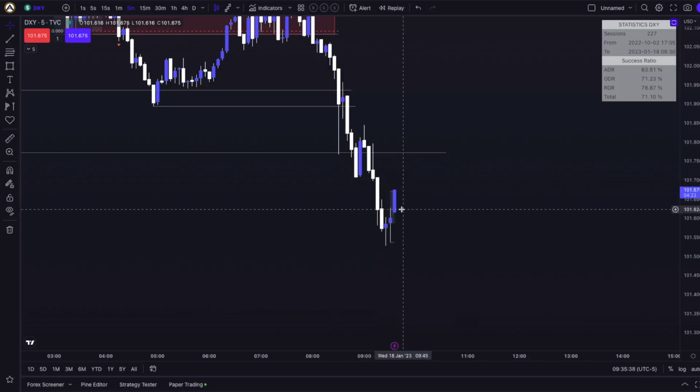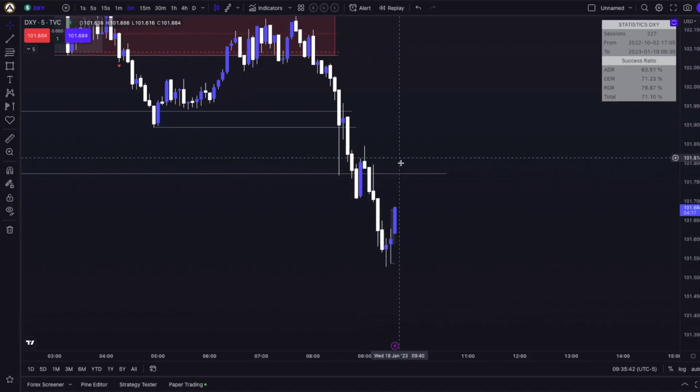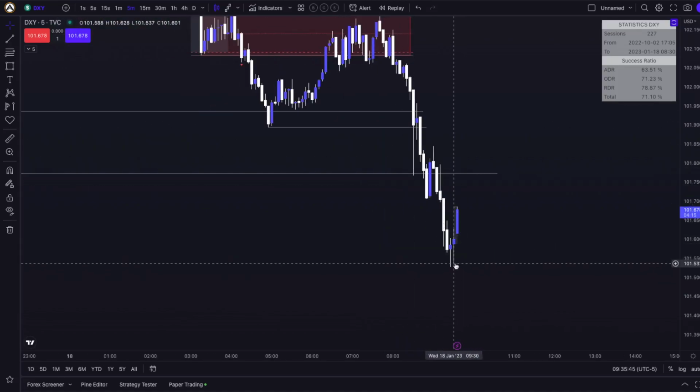Get to the upside right here on the DXY. So we will see if we actually pull further back, because remember what I said earlier, this is the current low of the month here at 101.529. It's the low of the month.